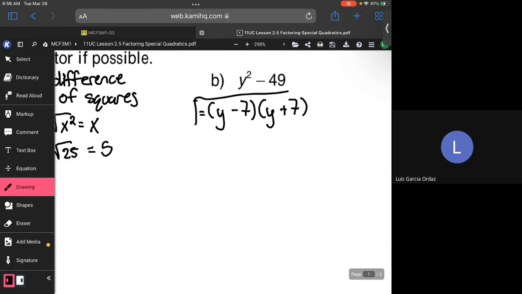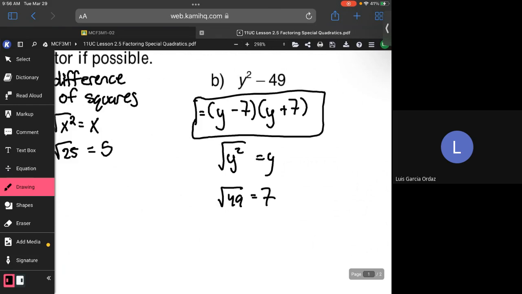So again, difference of squares because we have the subtraction. I know the square root of y squared is just y, and the square root of 49 is just 7. Yes. When we're looking at square root 49 here, we don't consider the negative sign, right? You just take the number for what it is.